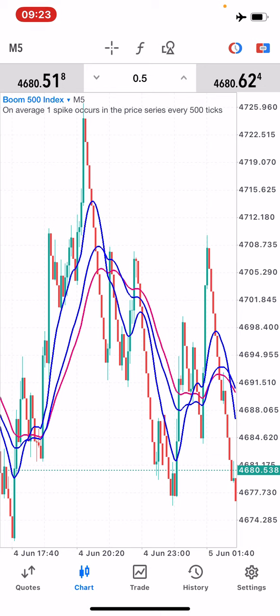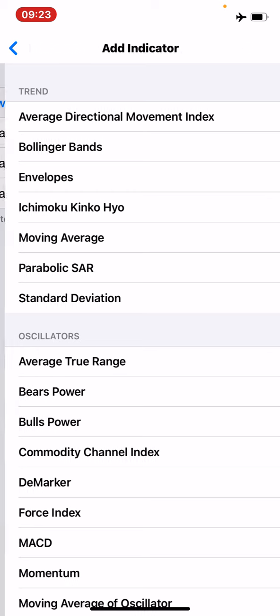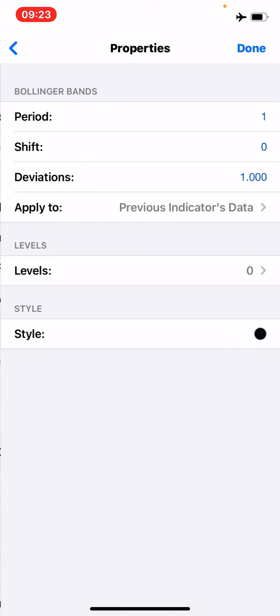The last indicator that we want to install for our main chart is the Bollinger Bands. I'm going to go to main window, then look for Bollinger Bands, and these Bollinger Bands are going to have the following properties. A period of 1, a shift of 0, deviations of 1.0, apply to previous indicator's data, and the color black. You really have to remember this indicator because it is going to act as a support and resistance for our spike catching and for our scalping. So make sure you put a color that you're going to remember. Then I'm going to click on done.